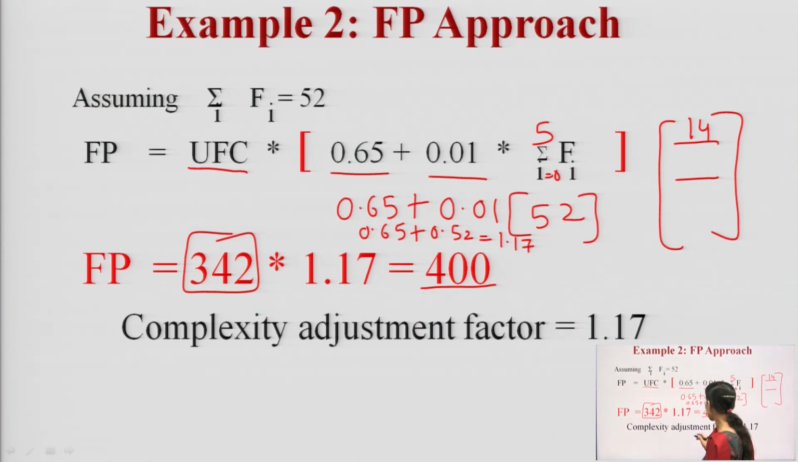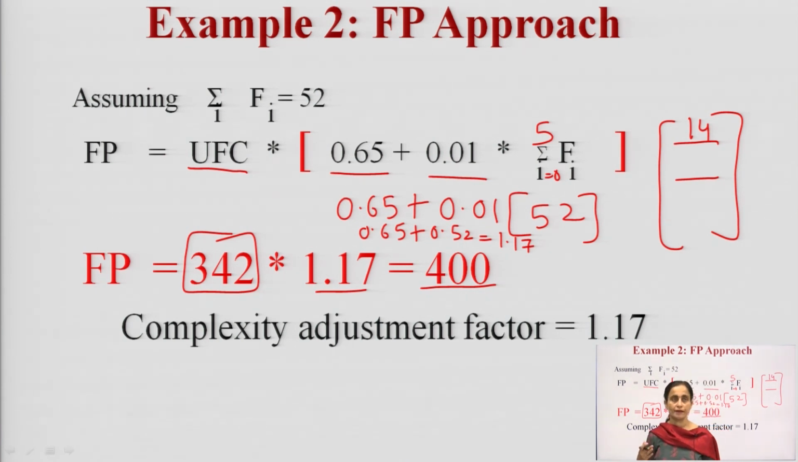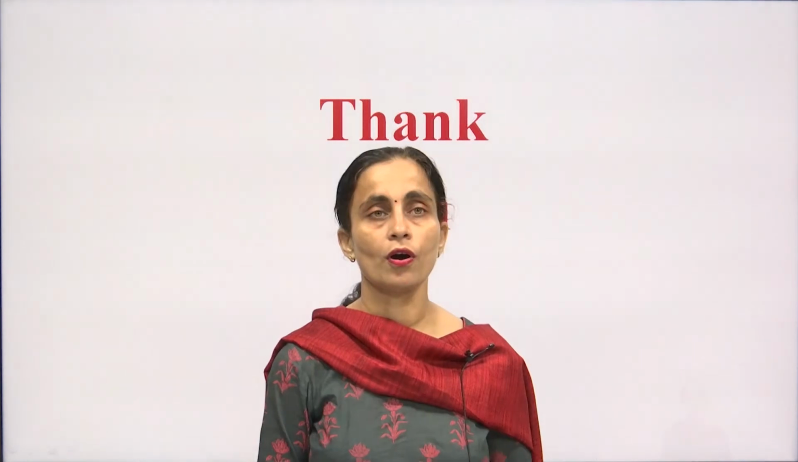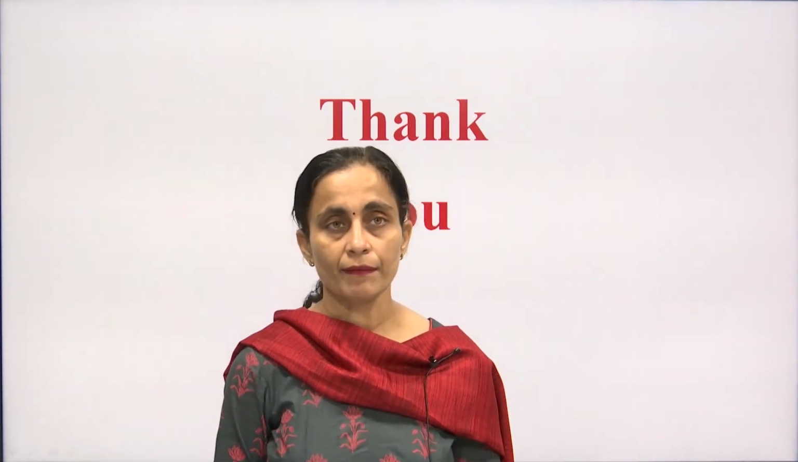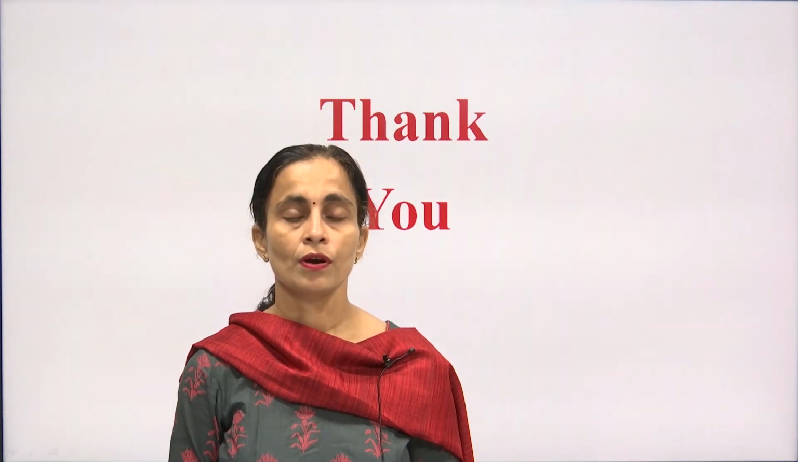So, the complexity adjustment factor that I calculated using the summation and weights of FP is 1.17, and from that 1.17, FP comes out to be 400. So, this was all about the estimation of different parameters that were used to calculate the cost estimation.